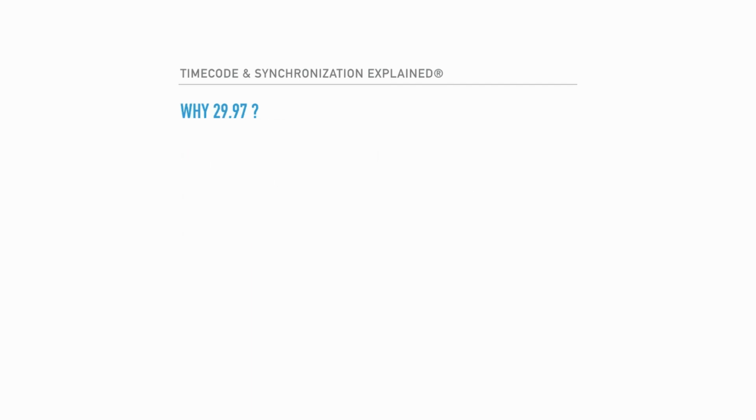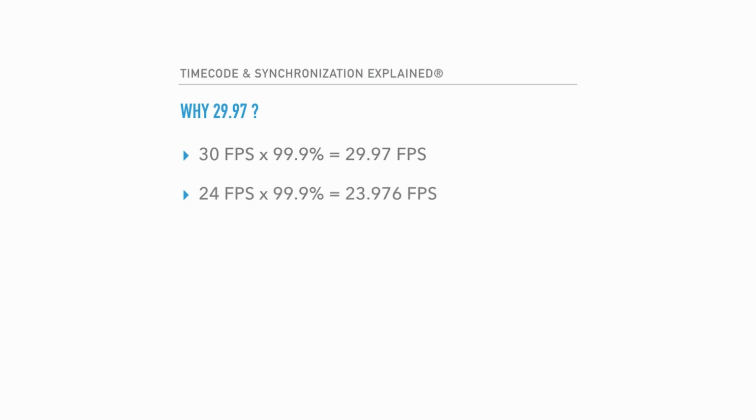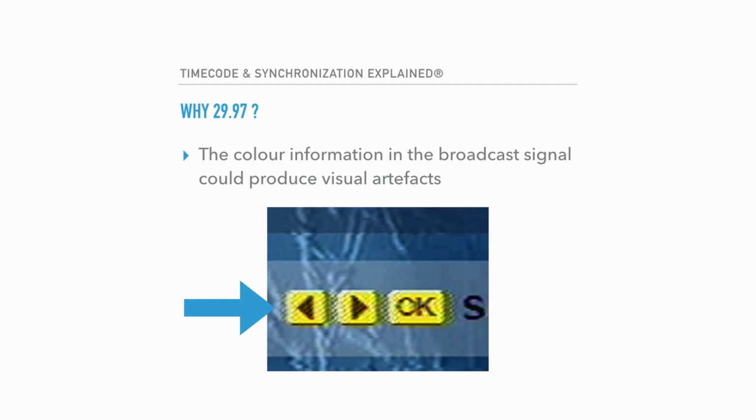Finally, let's talk about why there is 0.1% difference between 30 versus 29.97 FPS and 24 versus 23.976. When color television was introduced, the refresh frequency was shifted down by 0.1% to approximately 59.94 Hz. This eliminated stationary dot patterns in the difference frequency between the sound and color carriers.